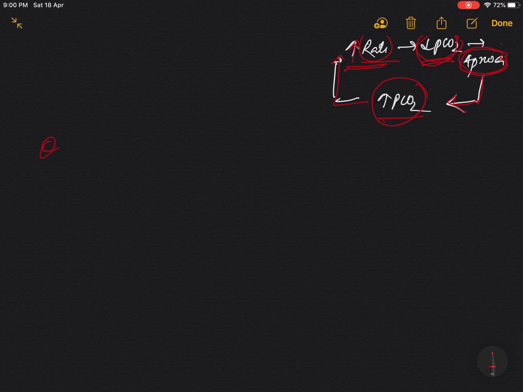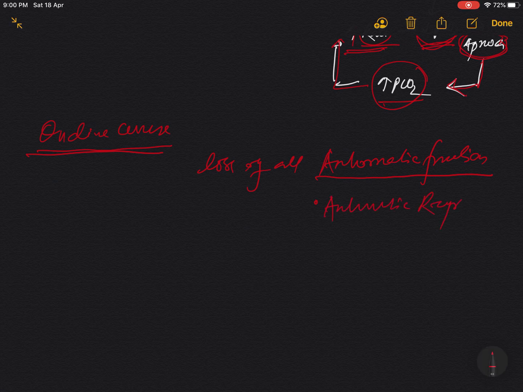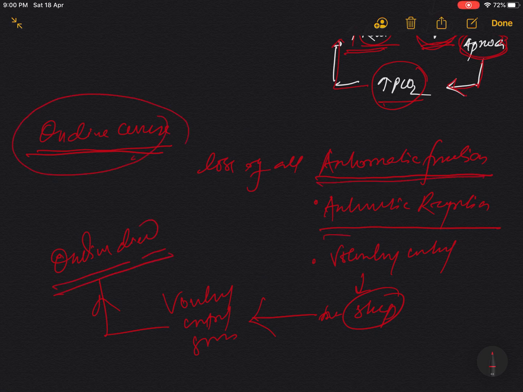Then there is Ondine's curse. In Greek mythology, Ondine was a character who was cursed with loss of all automatic function. So he lost automatic respiratory regulation, but he was alive because he was able to do respiration by voluntary control. But when he went to sleep, that voluntary control went, and Ondine died. So loss of automatic control of respiration is called Ondine's curse.